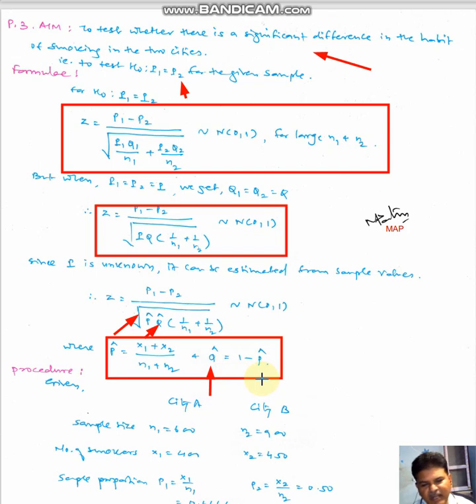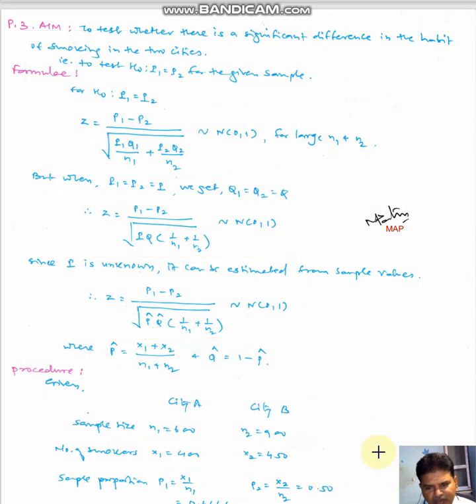What are the given values? See, there are two cities. One is city A, the other one is city B. So what is the sample size? It is 600 in the first case. The second case is 900. The number of smokers is 400. In the second one, 450. Therefore, we can easily estimate the sample proportion values. So what is the sample proportion value? It is x1 upon n1 and x2 upon n2.